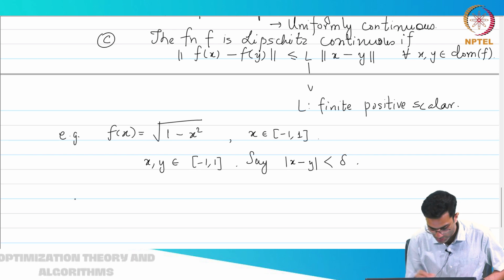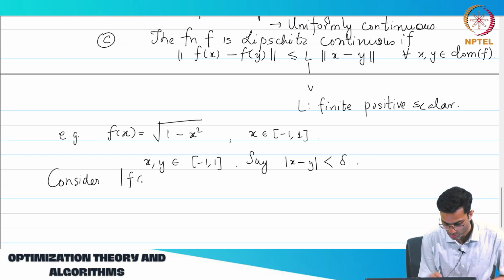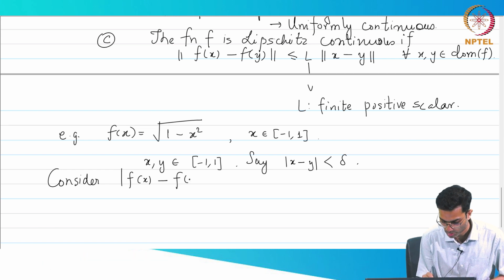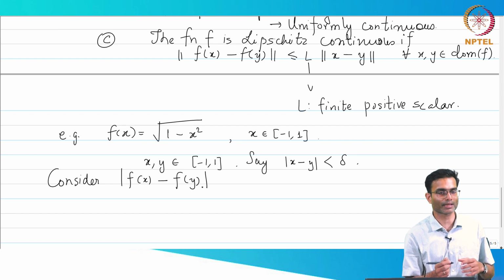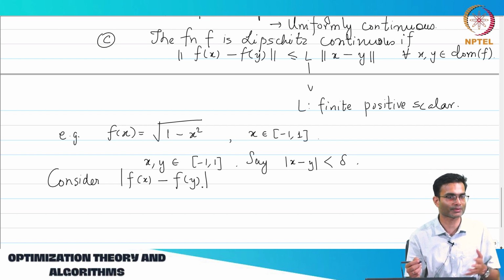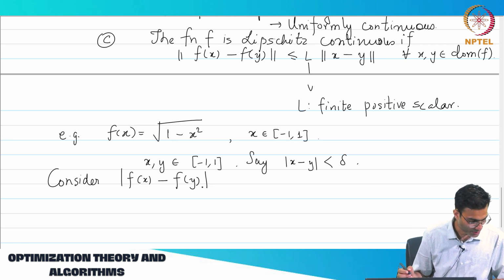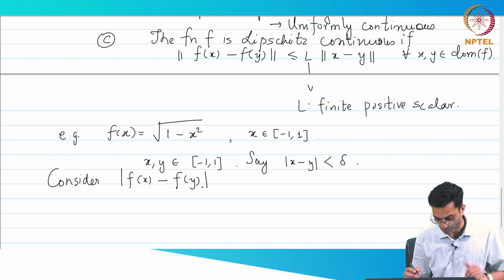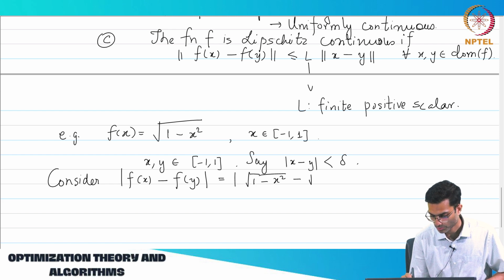So now consider, notice that this problem is really simplified in the sense that all the norms are replaced by absolute values, because we are not dealing with any vectors here. These are scalars, just to get the idea. So when I write down the mod of f(x) minus f(y), I am going to get something that looks like this: square root of 1 minus x squared minus square root of 1 minus y squared, right?